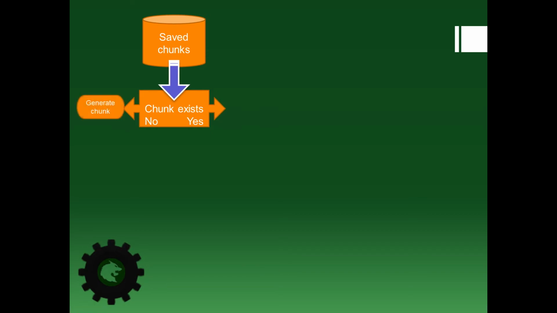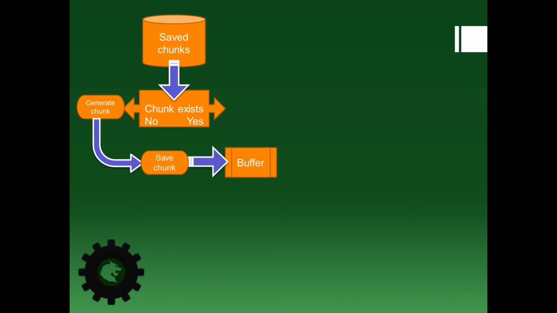If we have our saved chunks over here, what we can do is check whether our chunk already exists, whether it's already been created and saved. If it doesn't exist, we can generate our chunk. Once we generated our chunk, we can quickly save it, and we end up with a buffer from that generated chunk. If the chunk does exist, we can simply load the chunk, and that also gives us a buffer. From that buffer we can get an MD5.